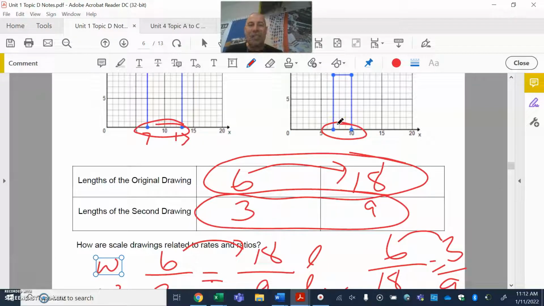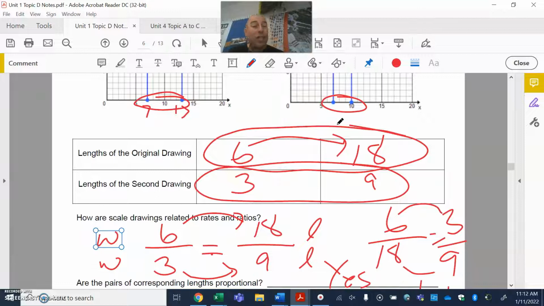All right. So that's what we want to watch for. Remember, that was my 6 to get to my 3. What did you do? Okay, well, we got smaller. What do you do to a 6 to get to a 3? We divide by 2.